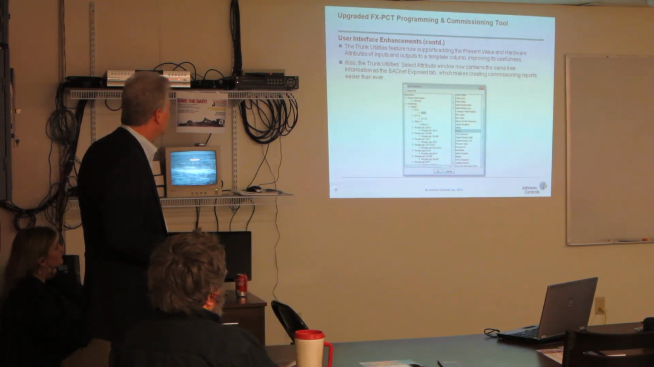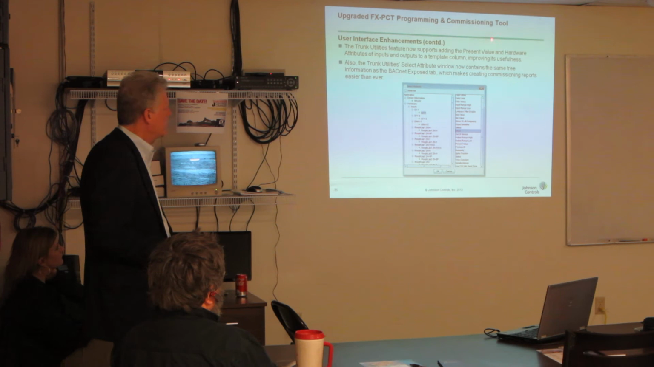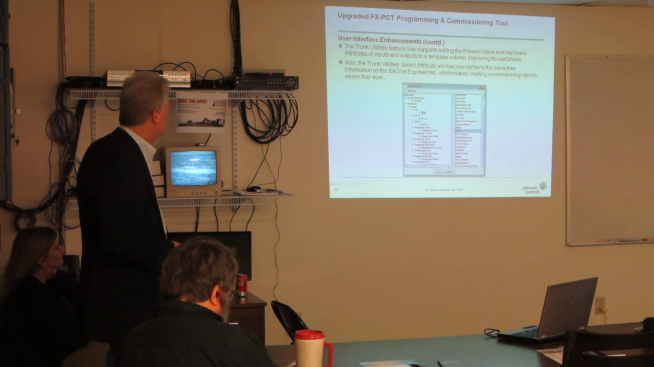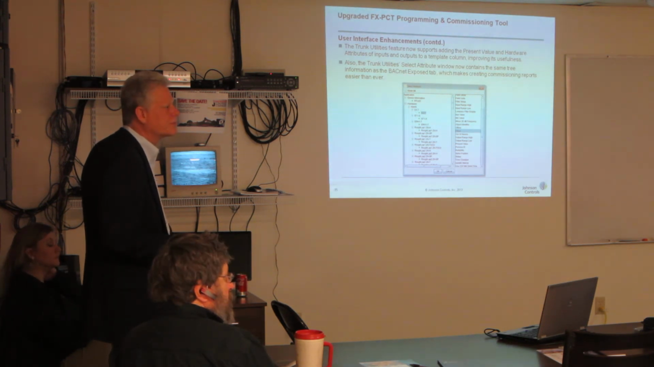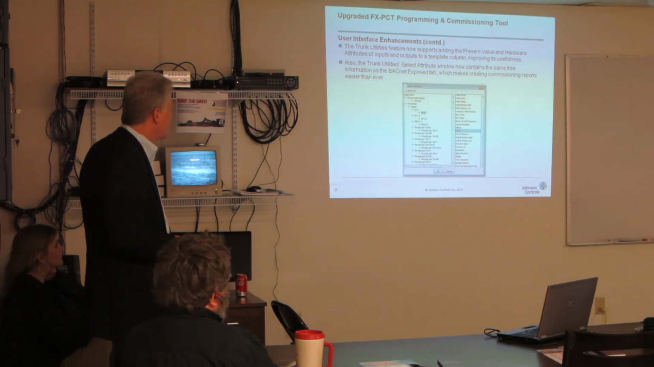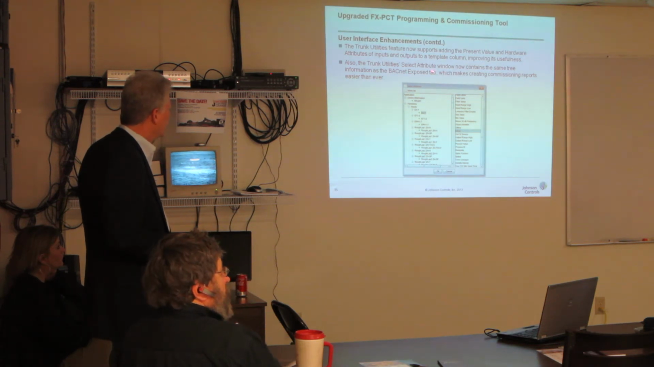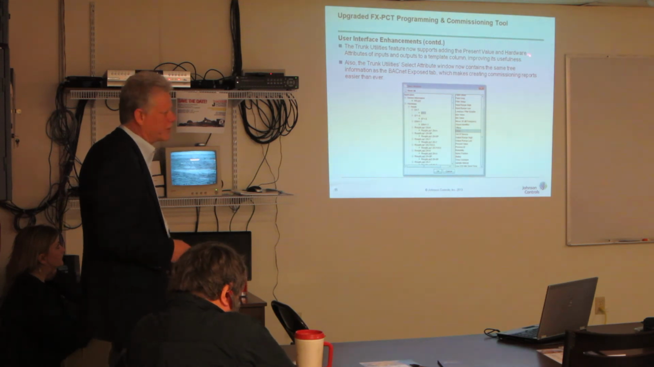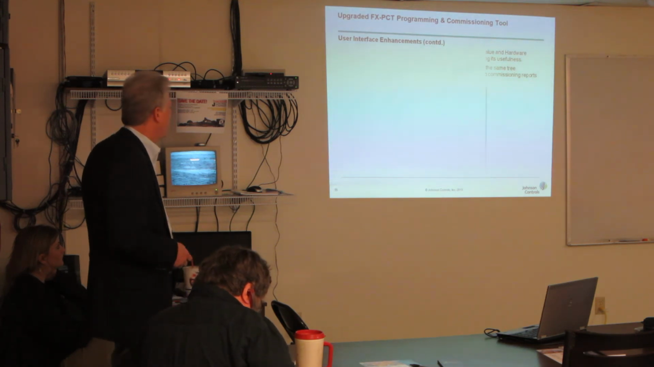Trunk utilities. Now it supports adding the present values and the hardware attributes. Again, these are some new things. I know not everybody's going to know some of those, but it makes it easy. Can you now add 10K instead of having to go back and change it all? Yeah, you can. Also, the trunk utilities have the same tree information exposed on the BACnet exposed tab, so whenever you're doing your reports, that makes it easier.